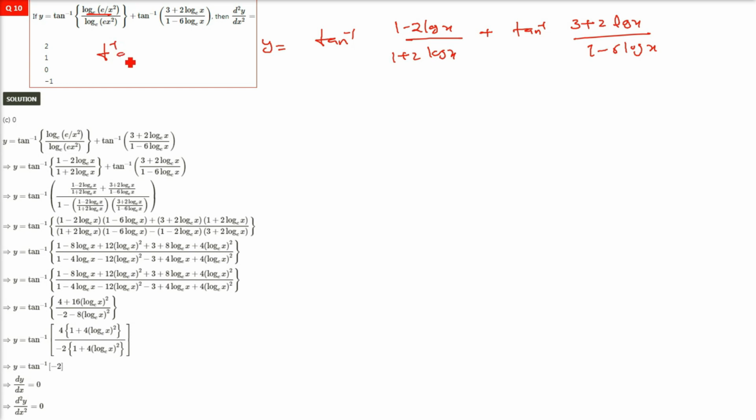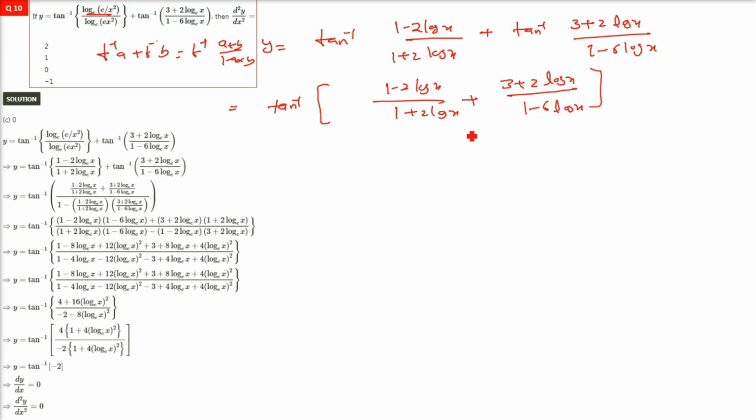Tan inverse a plus tan inverse b is equal to tan inverse of a plus b divided by 1 minus a into b. What is a here is whatever is inside the first tan inverse, and b is whatever is inside the second tan inverse. So a is 1 minus 2 log x divided by 1 plus 2 log x, plus 3 plus 2 log x divided by 1 minus 6 log x. So this is tan inverse a plus b by 1 minus a into b. So we have 1 minus, multiplying these two terms, 1 minus 2 log x by 1 plus 2 log x multiplied by the same thing, 3 plus 2 log x divided by 1 minus 6 log x.